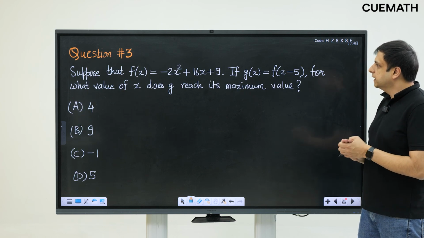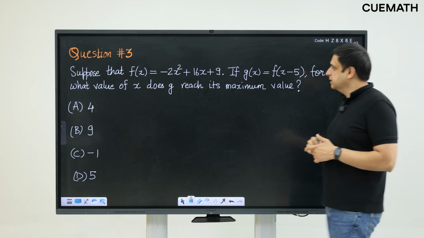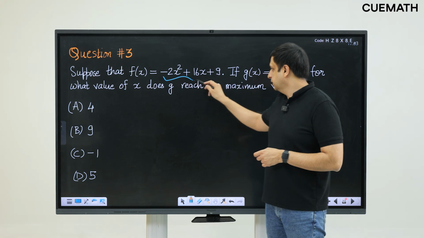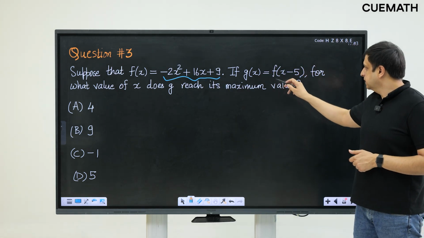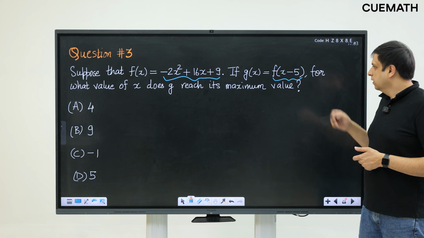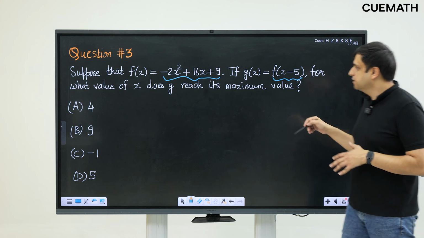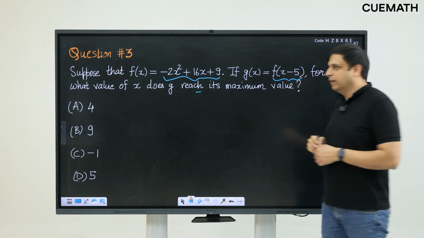Alright, here's question number 3, which says suppose that f(x) is this quadratic expression, -2x^2 + 16x + 9. If g(x) is f(x) - 5, for what value of x does g reach its maximum value?